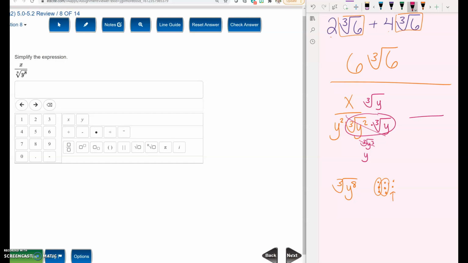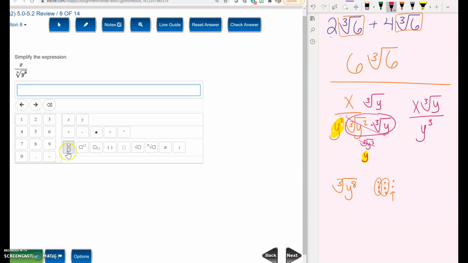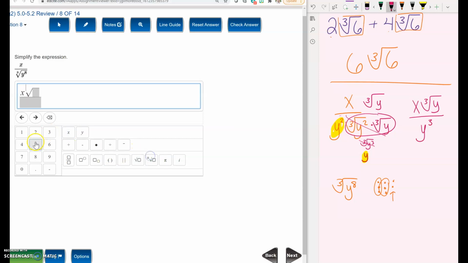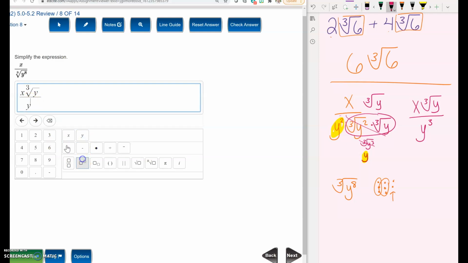So on the bottom, we have y squared and another y. So on the bottom, we have y to the third. On the top, we have x times the third root of y. I would start with your fraction button. x times the third root of y over y raised to the third.